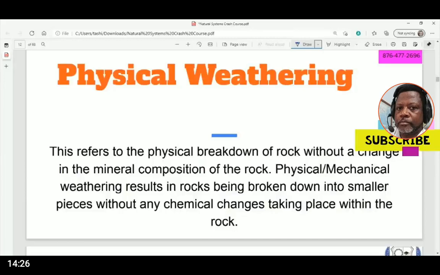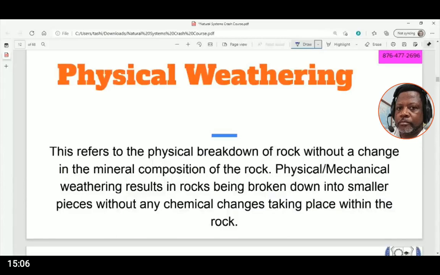So the breaking up of my crackers in my hand, that is me physically breaking down my crackers, making it into smaller pieces, but I have not changed the mineral composition of my crackers. I don't change anything about my crackers except the physical size. Understand me? So physical weathering is the physical breakdown of the rock without changing the mineral composition. We also call physical weathering mechanical weathering. So anyone they use on the exam, you should be able to understand what it is.